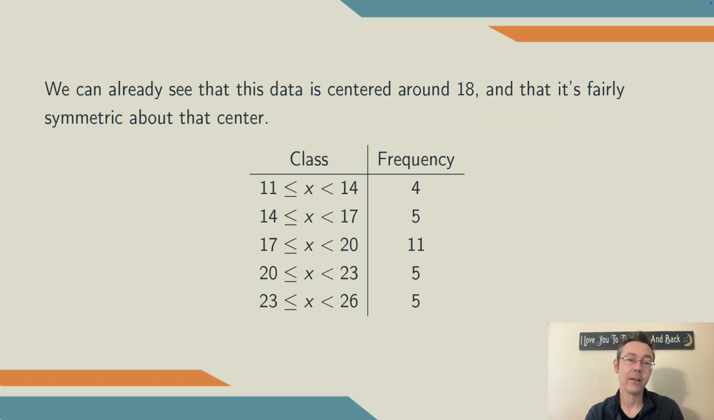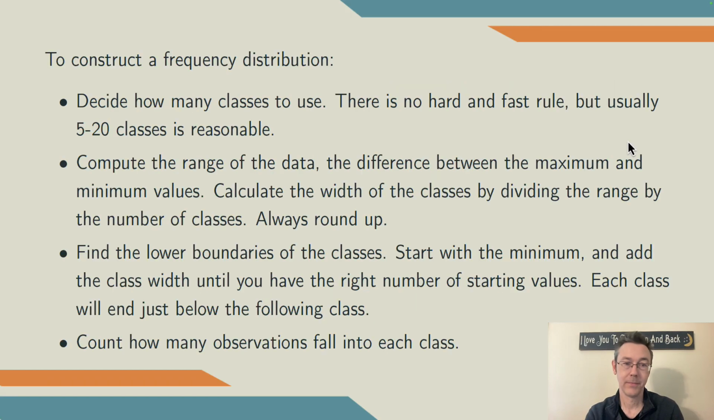Already we can say some smart things about this data set. We can see that the data is centered around 18. The middle class from 17 to 20 has 11 observations. And we can also see that the data is fairly symmetric about that center. We can see there's about 9 observations below that category and 10 above.